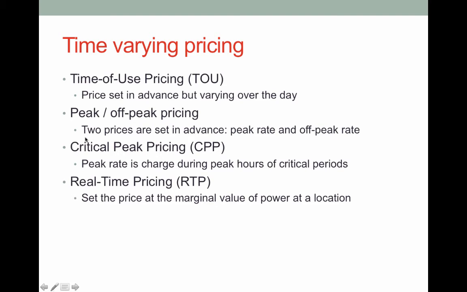In addition to peak and off-peak pricing, utilities can also do time-of-use pricing, where the price can be set in advance, but the price can also vary in different hours of the day. Real-time pricing can also be done by setting the price at the marginal price of power production at a specific location, but real-time pricing faces a lot of technical challenges now.